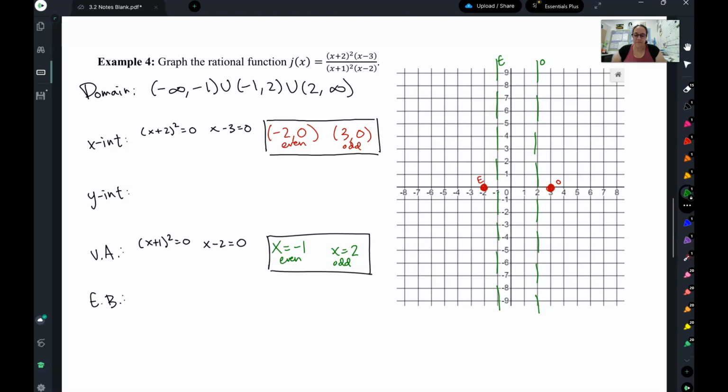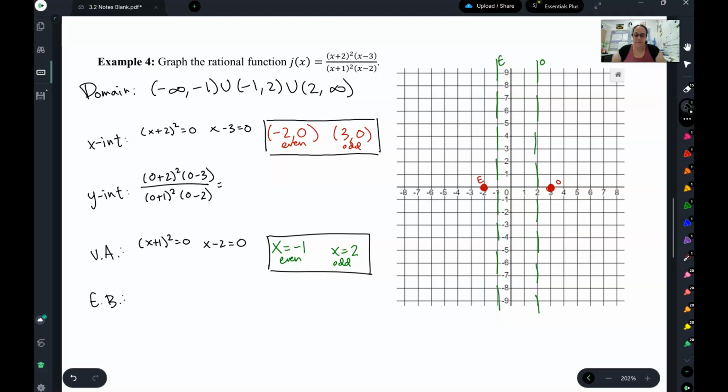Check what you got with what I got. If you missed any of these, pause the video so you can see where you went wrong. Otherwise, let's do the y-intercept together. We know for the y-intercept, we're going to plug 0 in. And now we're going to simplify.